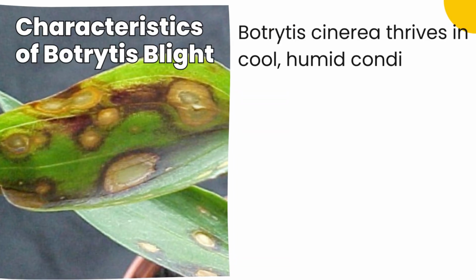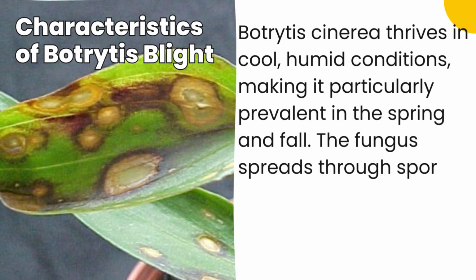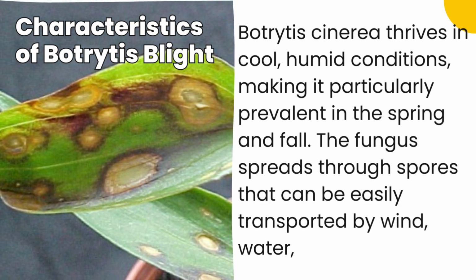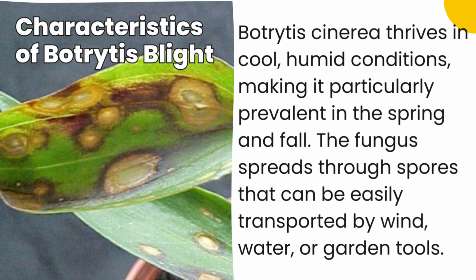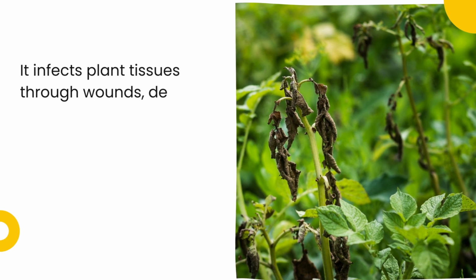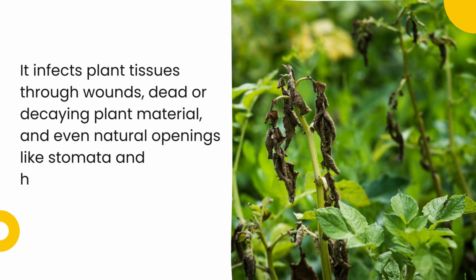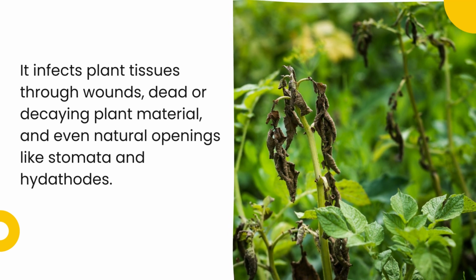Characteristics of Botrytis blight. Botrytis cinerea thrives in cool, humid conditions, making it particularly prevalent in the spring and fall. The fungus spreads through spores that can be easily transported by wind, water, or garden tools. It infects plant tissues through wounds, dead or decaying plant material, and even natural openings like stomata and hydatodes.